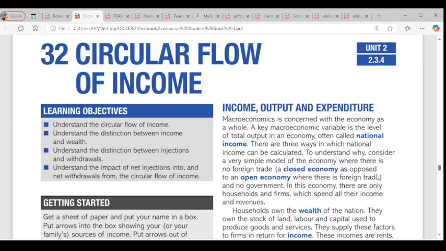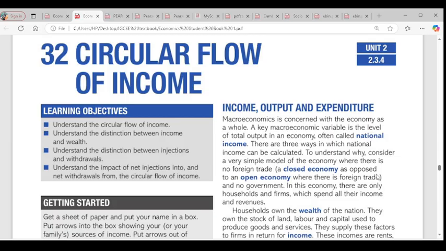So go to economics chapter 32, circular flow of income. When we talk about circular flow of income, it's a model that measures exchange of goods, services and money as it moves around between economic agents like households, firms, and other parts of the economy. So we call them economic agents. The flow of money in terms of goods and services that are purchased talks about circular flow of income.